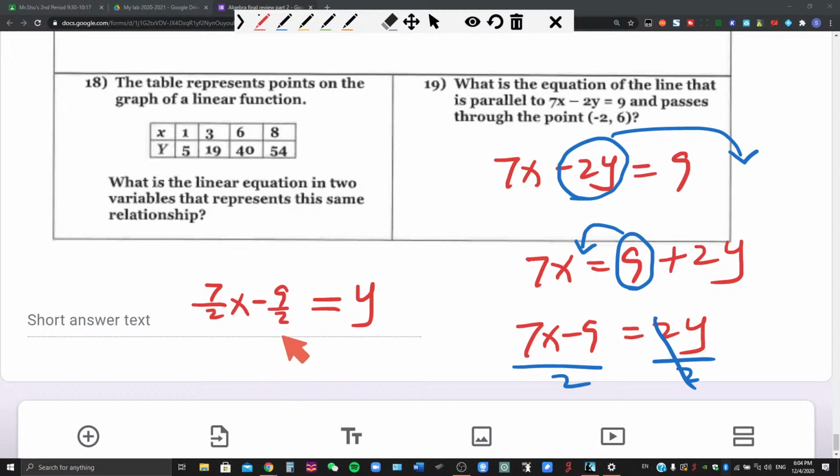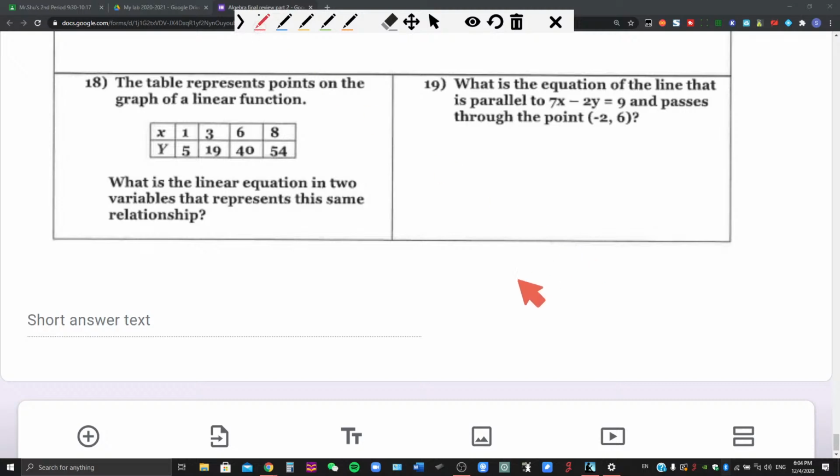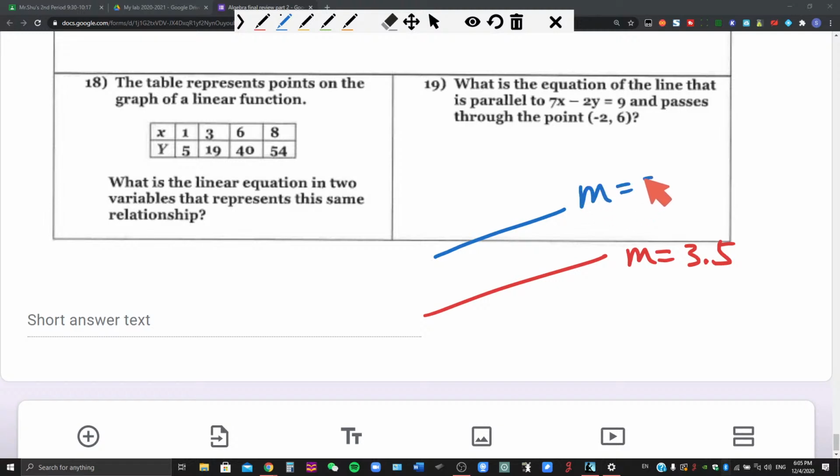And what is the slope? This number in front of x is the slope. It's 7 divided by 2, or 3.5. So for this line, the m is 3.5. Now we know that the other line is parallel, so the m of the other line is also 3.5. And that line also passes through the point (−2, 6).